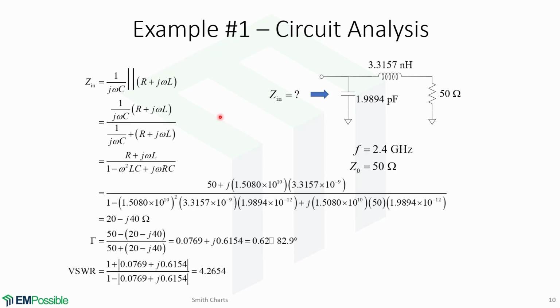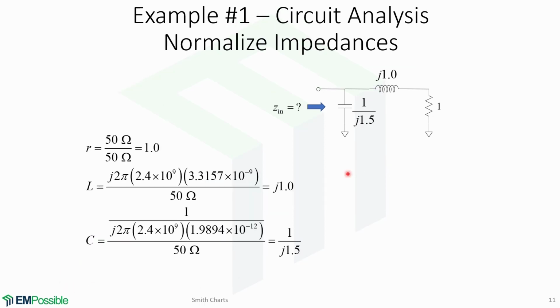We can use regular circuit theory and do all these complicated calculations to arrive at the impedance, and then we can calculate the reflection coefficient and the VSWR. Now using the Smith chart, you're going to see that we don't require complex calculations and it is very easy. First, we normalize all impedances. This resistance normalized now has a value of 1. This inductor has a value of j1, and this capacitor has a value of 1 over j1.5, or minus j1.5.